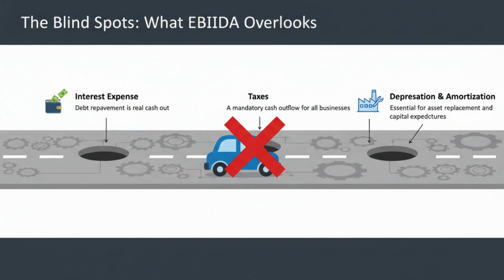While EBITDA offers clear advantages, it's crucial to acknowledge its significant blind spots. By definition, it excludes interest, taxes, depreciation, and amortization, all of which represent very real and often substantial costs for a business. Ignoring interest expenses means you're overlooking the cost of debt, which is a real cash out payment that must be made. Similarly, taxes are a mandatory cash outflow that every profitable business faces.